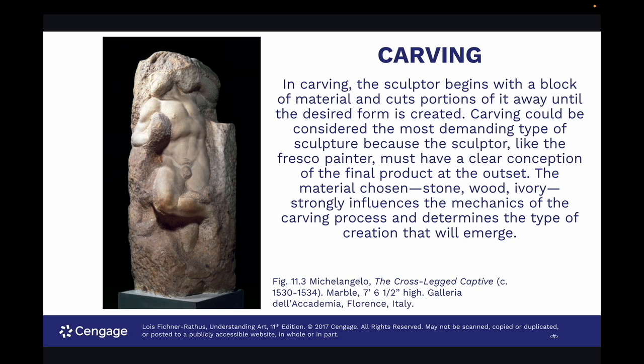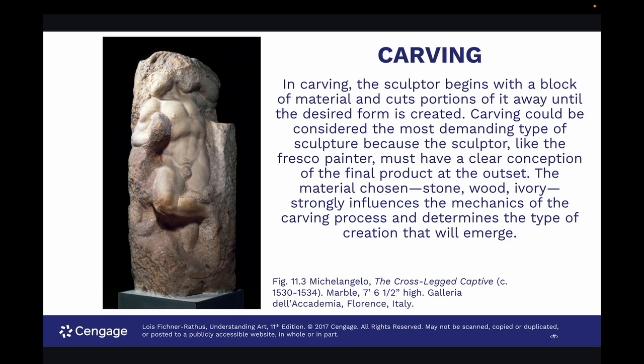So the material chosen, stone, wood, or whatever, strongly influences the mechanics of the carving process and determines the type of creation that will emerge. The example of sculpture that we're looking at is one of Michelangelo's unfinished sculptures. He had a collection that he had started when he passed away, and so they almost look like they are literally emerging from these raw, uncut stones.